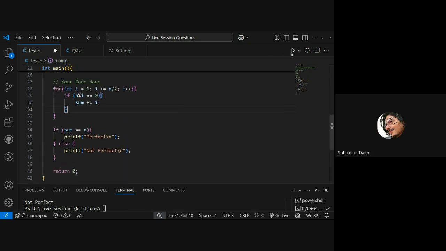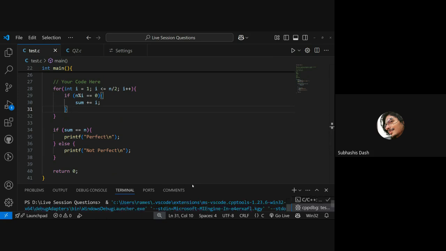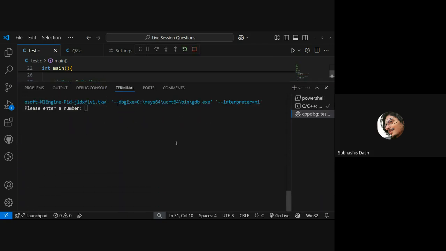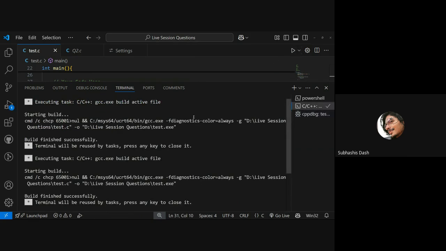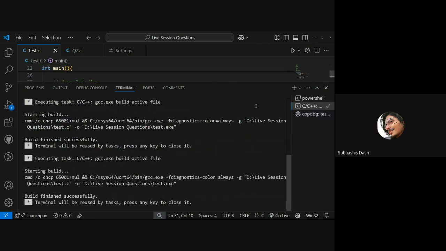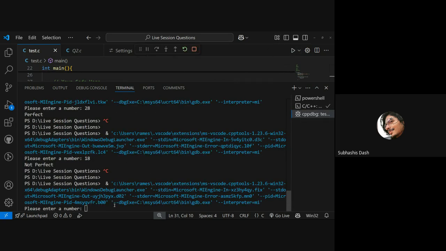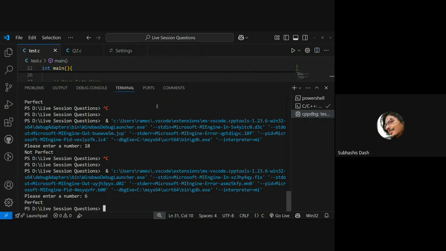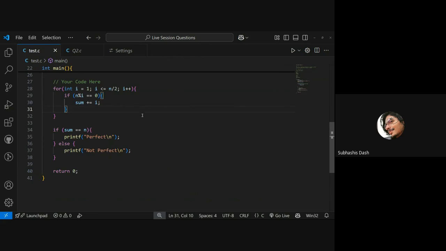So now if we run this one and we input 28, it is working well. If we run this again and let's say I enter 18, 18 is not a perfect number, so it works. Once again, let's say I enter 6. It is perfect. So the code works perfectly fine now.